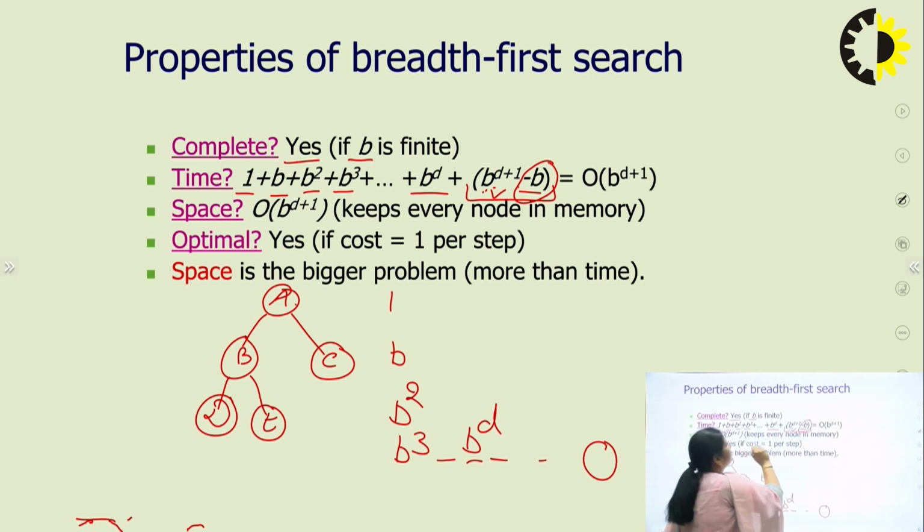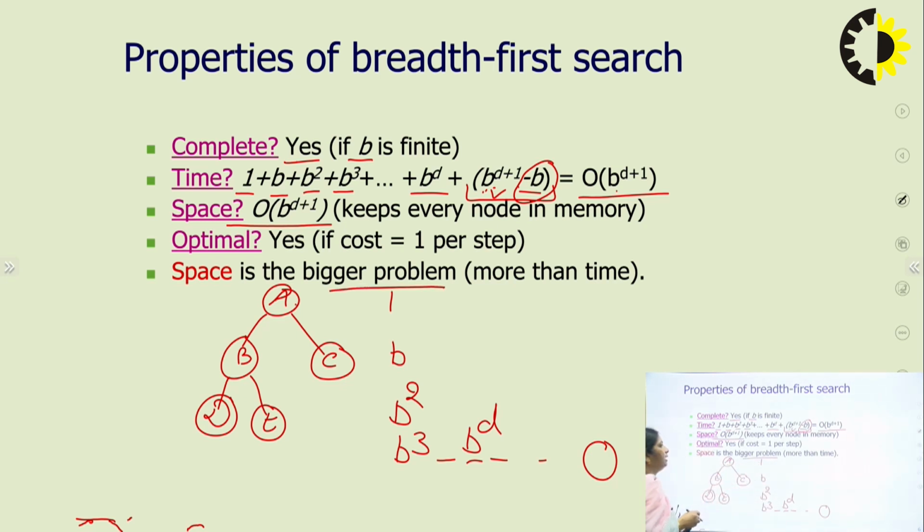Okay, so what will we get here? The time complexity is order of B to the power D plus 1. And because we are searching level wise, all these nodes are to be kept in memory. So the space complexity is also order of B to the power D plus 1. This is also a disadvantage of breadth first search, that we need to keep every node in memory while we are searching for the solution. So that is the problem here.